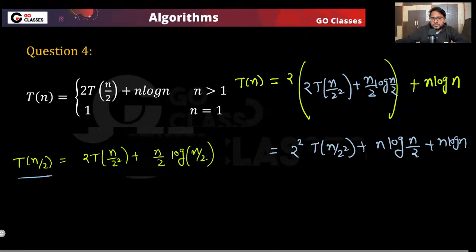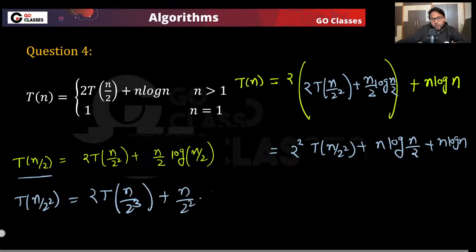Okay, now let me open this again. Can you tell me what will be T of n by 2 square? Whatever is the number, you need to divide by 2, right? It will be 2 of T of n by 2 cube plus n by 2 square into log of n by 2 square, isn't it?